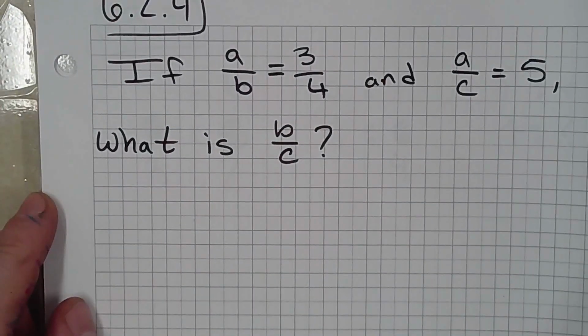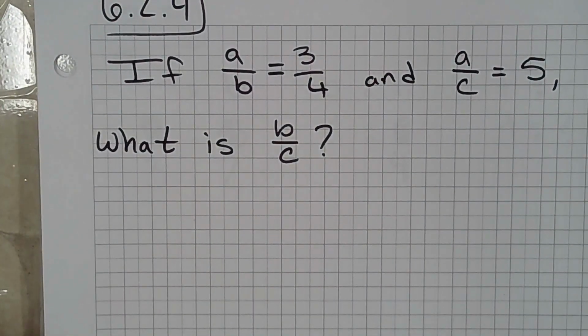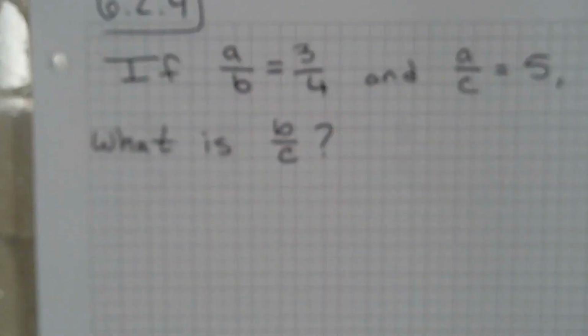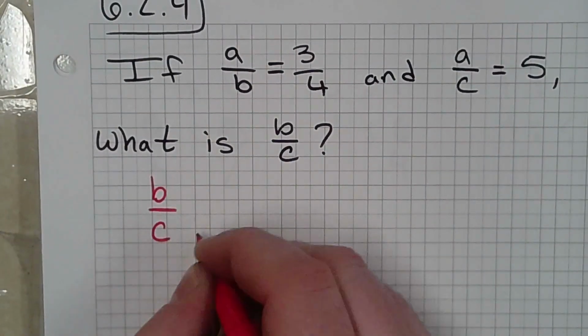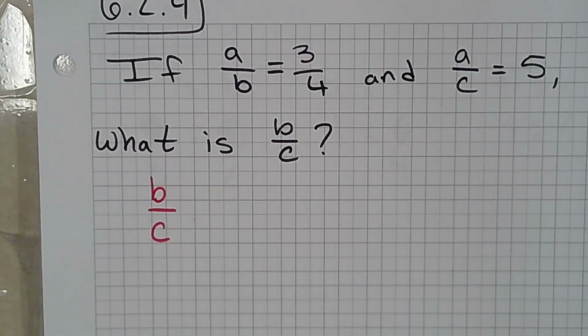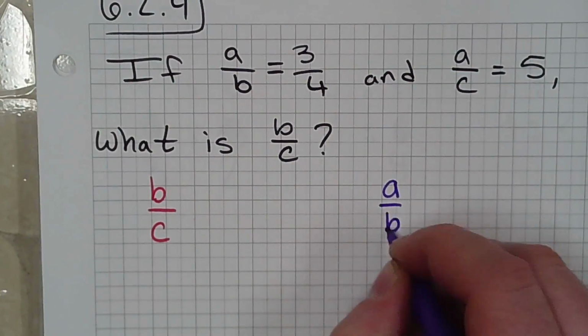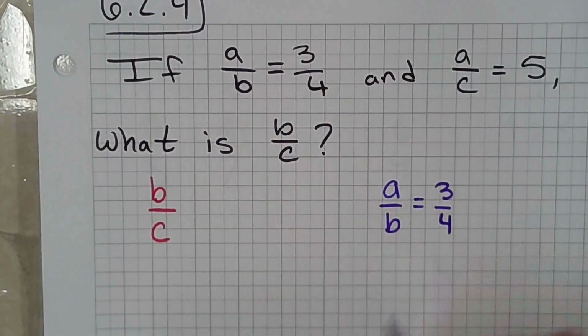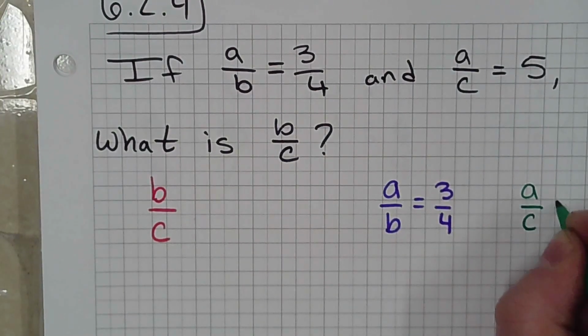624. This one's really easy if you understand how fractions work. So check it out. We want to know what B over C is. Let's first write that down so we don't forget. B over C. Well, how can we get B over C? We have A over B. They gave us that. And they also gave us A over C, which is equal to 5.